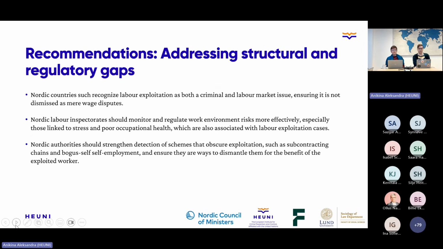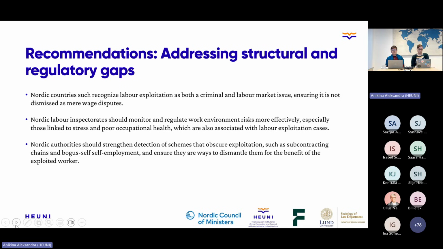And then if we look also at addressing structural and regulatory gaps, we see, as I mentioned before, that there's a bit of a concern or a question whether labor exploitation is a crime or a labor market issue, but we are saying that this should actually be seen as both, but it should not be seen as mere wage disputes. So there's a need to perhaps strengthen a bit of a criminal justice perspective also to work-related crimes and labor exploitation.